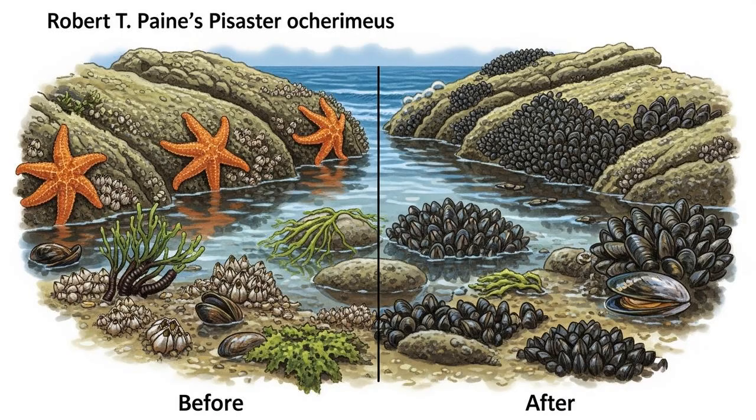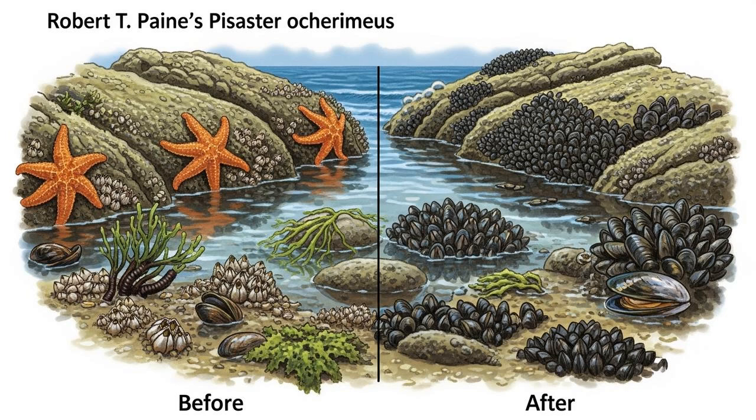Our story begins on the rocky, wave-battered coast of Washington State in the 1960s. A young ecologist, Robert T. Payne, was studying the vibrant life in the intertidal zone. It was a mosaic of barnacles, mussels, and algae, all fighting for space on the rocks. And watching over this community was a top predator, the ochre starfish, Pisaster ocraceus. Payne wanted to test an idea called the green world hypothesis, which suggested that predators were crucial for keeping herbivore populations from wiping out all the plants.